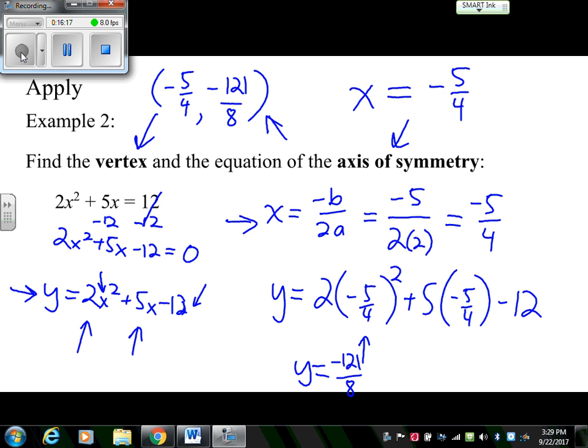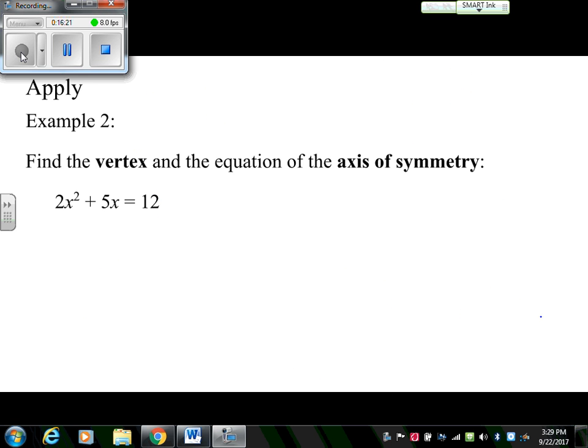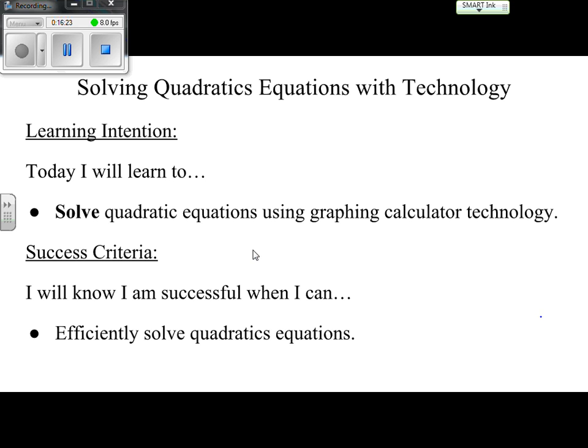121 over 8. All right, we are out of time, and that concludes our 2 examples. Again, we looked at graphing quadratic equations using technology.